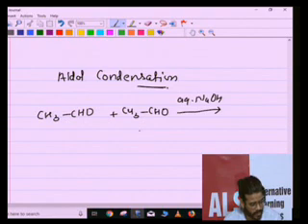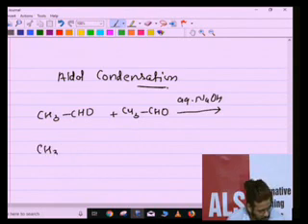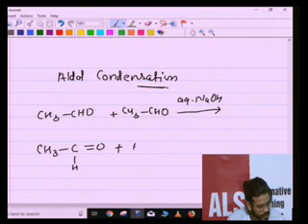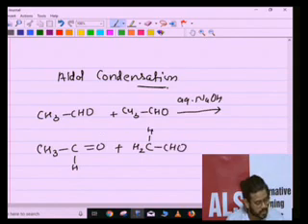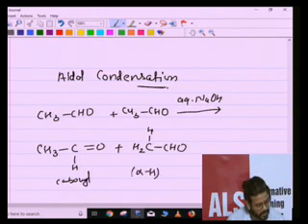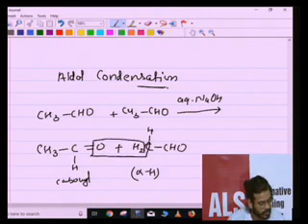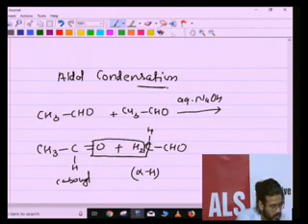What I'm going to tell you here is not exactly the mechanism, it's a kind of shortcut to learn the product. If I have CH3 C double bond O H and here the compound is CH2 H CHO, then take the carbonyl part from one and the alpha hydrogen part from the other carbon, and you have to remove just the water molecule.